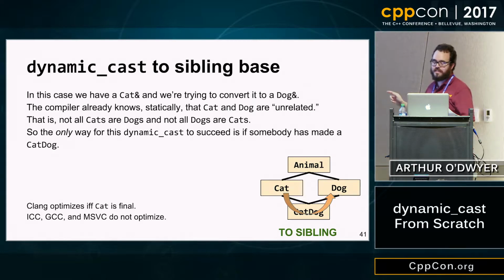So what this means is that if either of these classes is final, then this dynamic cast must fail. It must give us null pointer. The compiler knows this statically. It knows whether these two are final. And so it should give us optimal code gen, but it doesn't. Clang will optimize if the source is final, but not if the dest is final, and none of the other major compilers do.